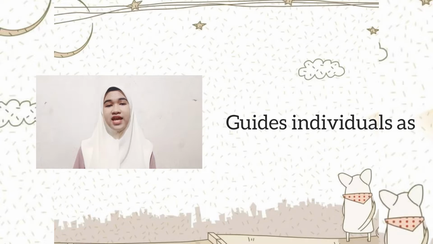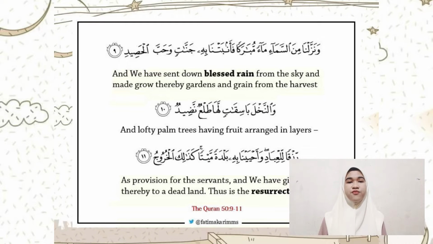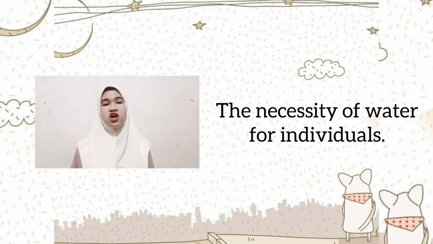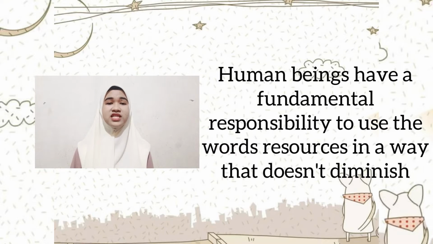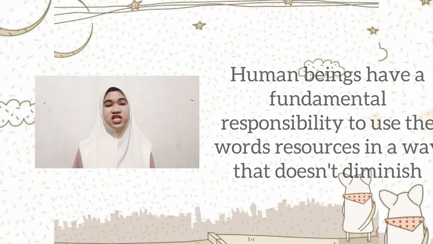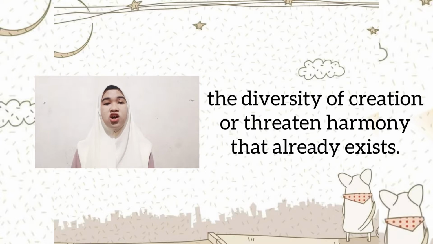Another way to solve this issue is through Islamic ethical teachings that guide individuals: as we send down water from the sky, blessed water whereby we cause to grow gardens and grains for harvest. This showcases the necessity of water for individuals. Thus, human beings have a fundamental responsibility to use the world's resources in a way that doesn't diminish the diversity of creation or threaten the harmony that already exists.